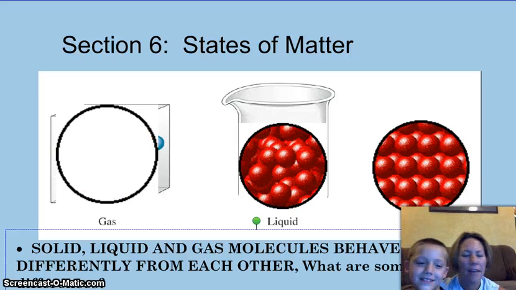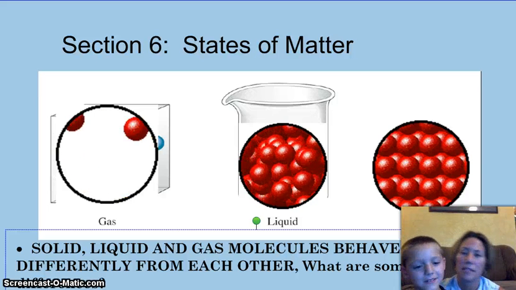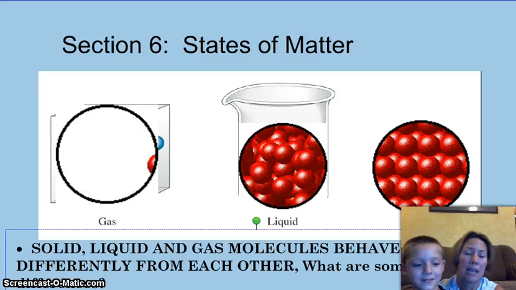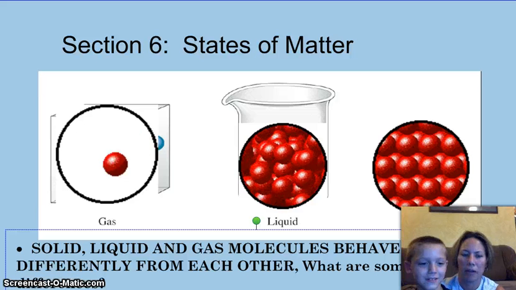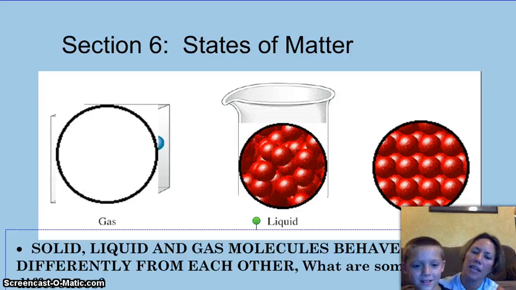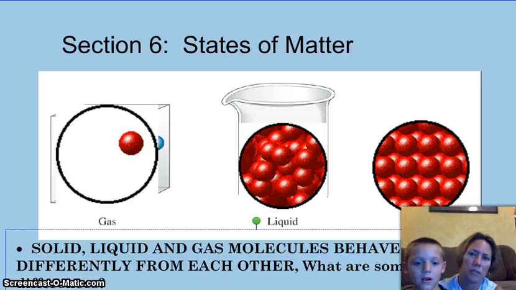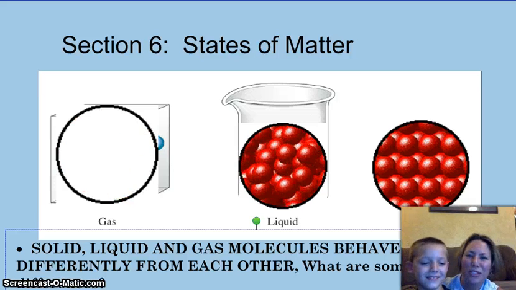Hello, welcome back. This is Unit 1 Notes, Lesson 4 video, and we're going to cover Section 6, the states of matter. We're going to talk about solids, liquids, and gases, and what their properties are, how they're similar and how they're different.